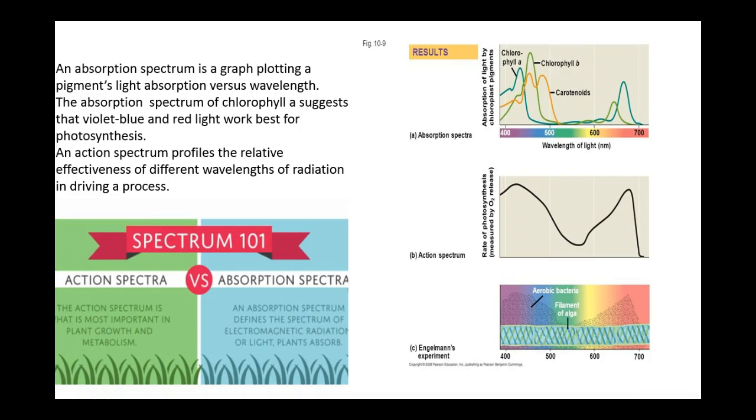So if we look at the graphic on the right, you have the absorption spectrum, and that looks pretty familiar. We've seen that before with the level of absorption between chlorophyll A, B, and the carotenoids. But this action spectrum mirrors it, but it's not quite as severe, because remember, that's a process. That's the rate of photosynthesis.